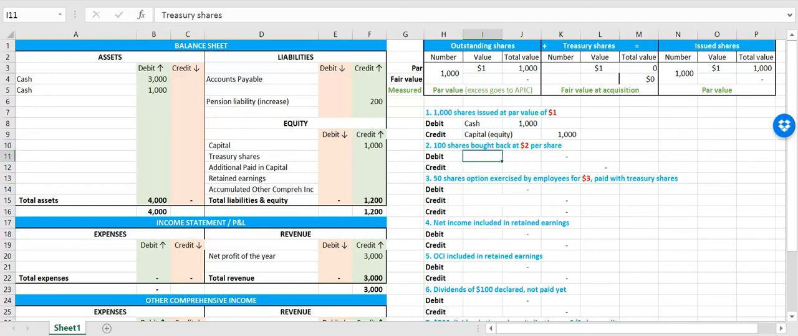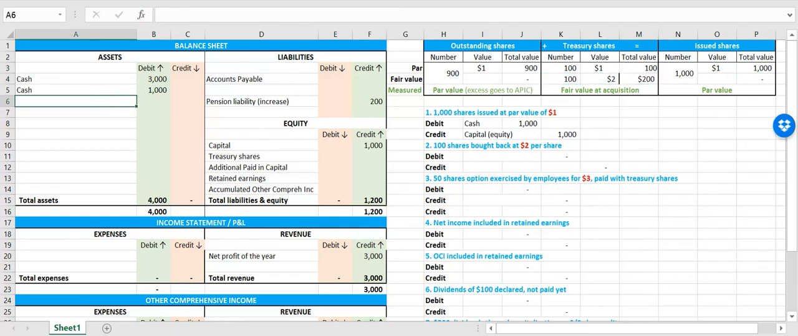Now we're gonna buy back 100 of those shares. How much are we gonna pay for them? So we're gonna buy 100. We're gonna pay $2 for them. Because let's suppose they've gotten more expensive. So I'm gonna update this right here. First, as you see, capital remains unchanged because you measure capital always at par value. Okay, we'll see what happens with the 200.